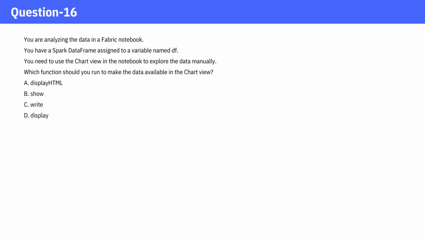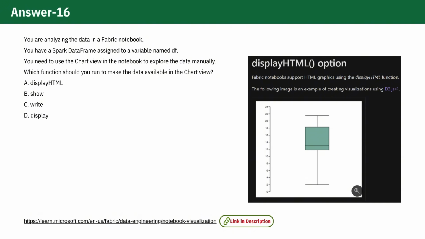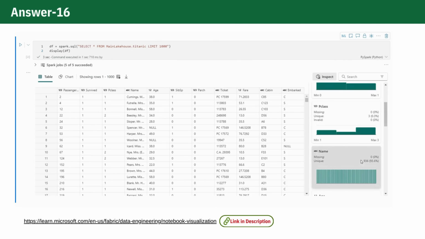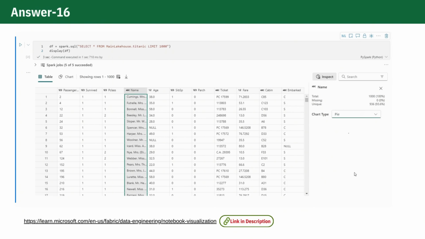Let's look at our options in order. Option A, displayHTML. This function is used to display HTML content in the notebook, not to visualize data frames in the chart view. The show function prints the data frame to the console, which is useful for quick text-based inspections, but does not provide the interactive chart view. The write function is used to write the data frame to external storage, such as a file or a database, and doesn't help in visualizing the data frame within the notebook.